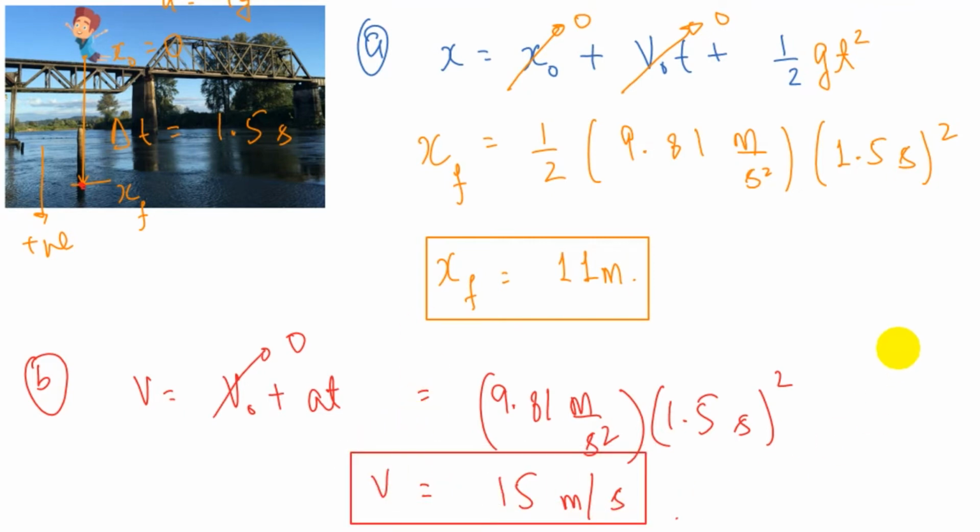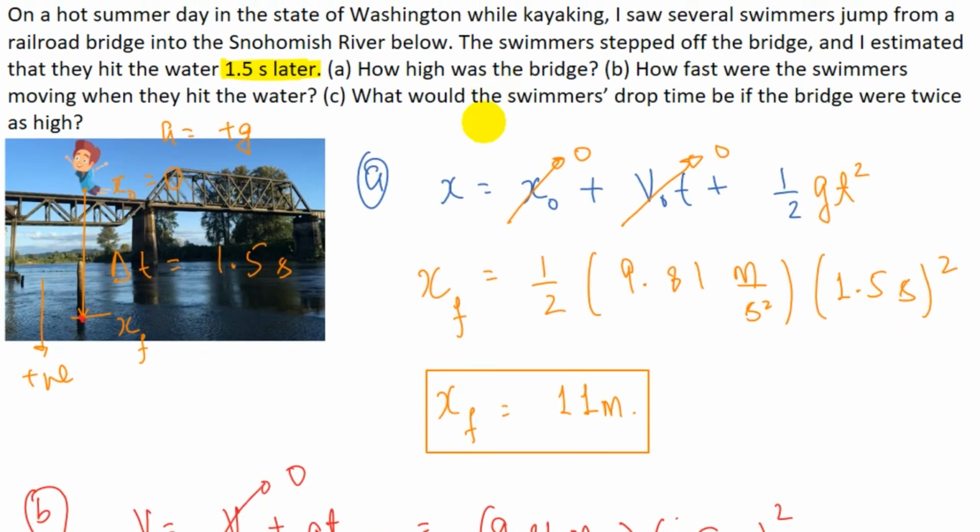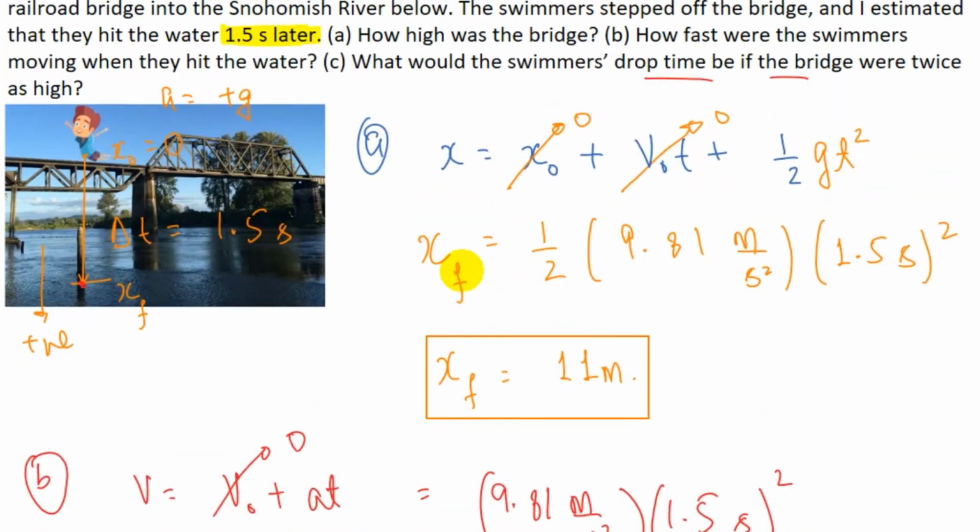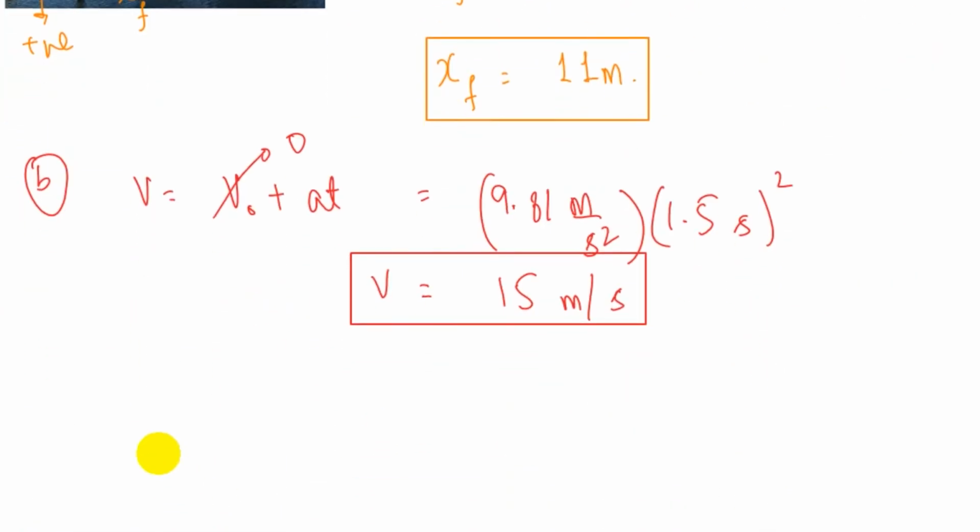Now next, the final part is left, where we have to tell what would be the swimmer's drop time if the bridge was twice as high. Now what it is saying is that if this distance is doubled, then what would be the time taken by the swimmers to reach the river. So same equation, this equation we can use.